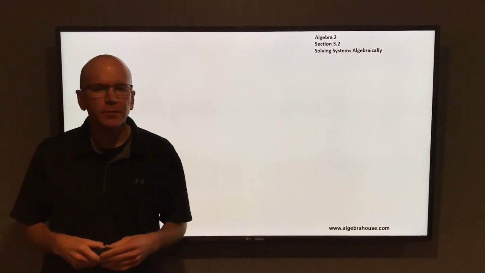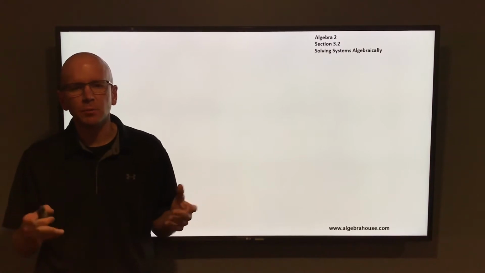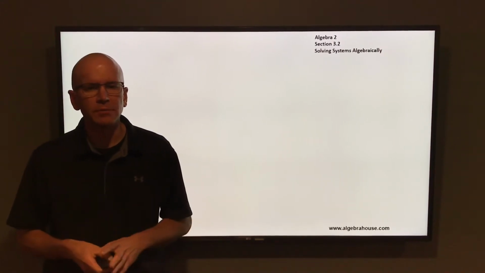You can solve a system of two linear equations three ways. The first way is by graphing. If you have a graphing calculator, that's the easiest way. Graph the two equations, see where the two lines meet.